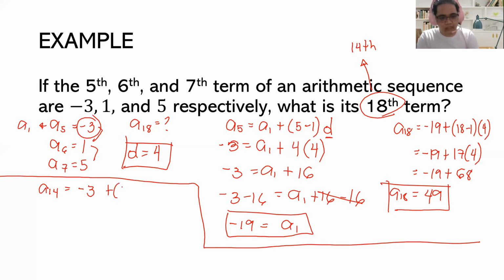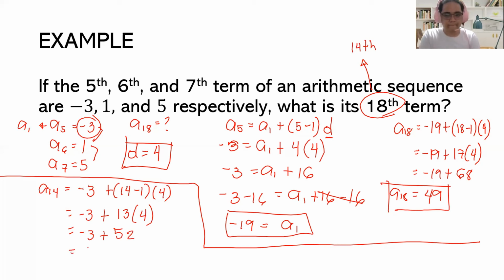Plus 14 minus 1 times 4 pa din since yun pa rin yung common difference natin. So we have negative 3 plus 13, yung 14 minus 1, times 4. So that will be negative 3 plus 13 times 4, that will be 52. Ayan. And then 52 plus negative 3. So 49 pa rin yung sagot.